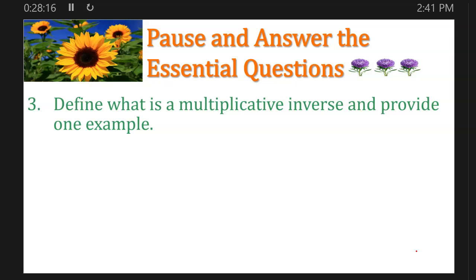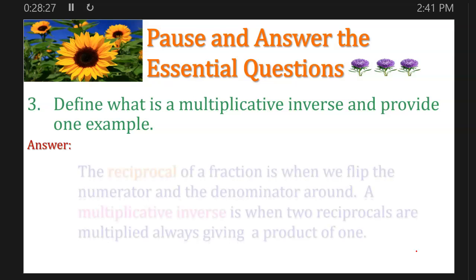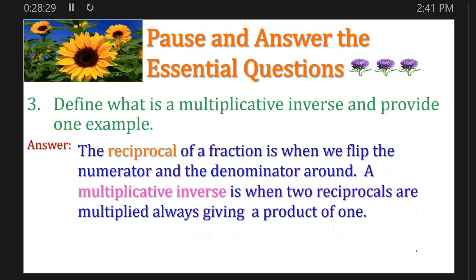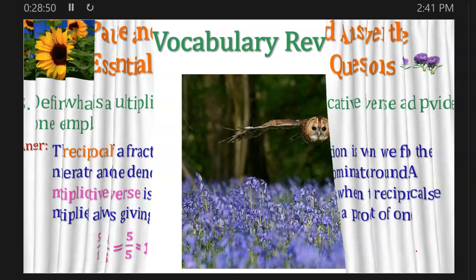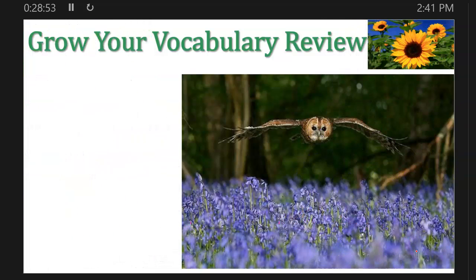Okay, number 3, define what is a multiplicative inverse and provide one example. So go ahead and try to answer this one. The reciprocal of a fraction is when we flip the numerator and the denominator around. A multiplicative inverse is when two reciprocals are multiplied, always giving a product of 1. Here's an example of a multiplicative inverse. Great job.